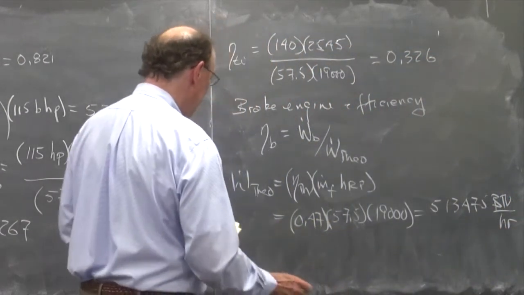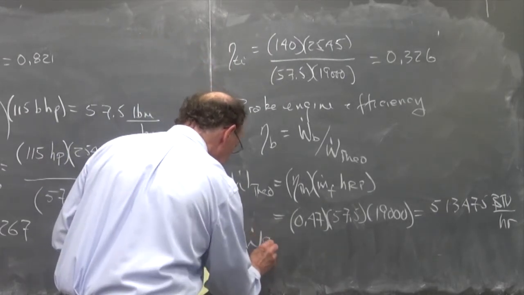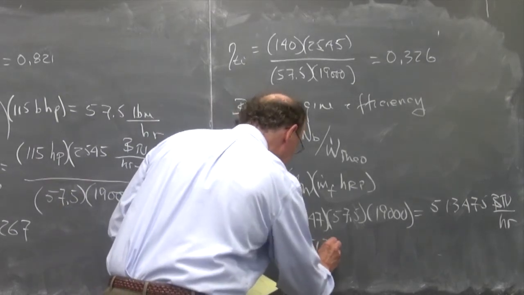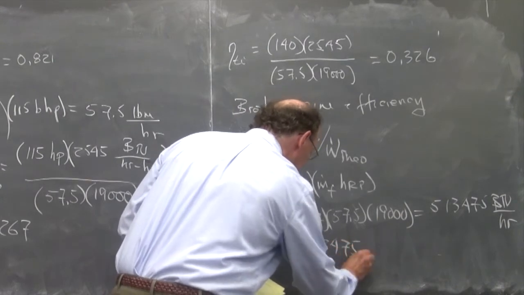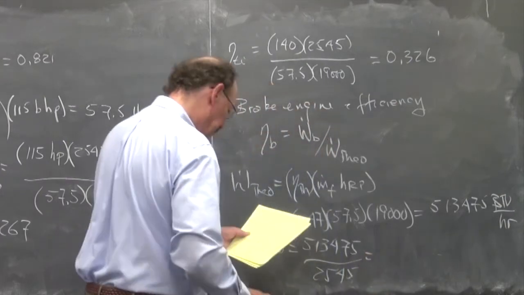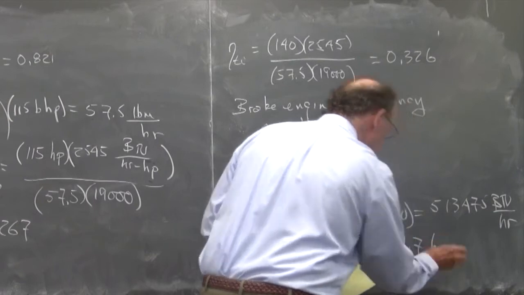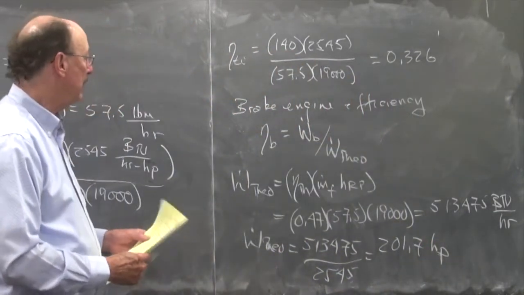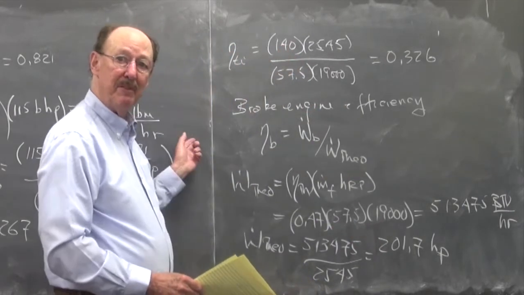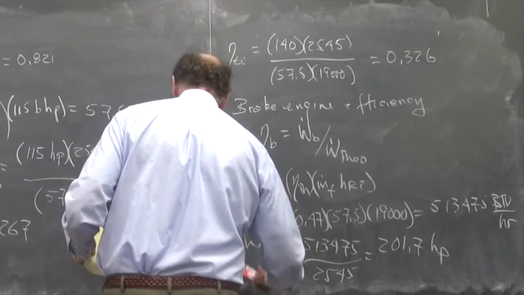And now if I divide that by 2545, I'll get it in horsepower. So W dot theo is equal to 513,475 divided by 2545, and that's equal to 201.7 horsepower. So now we have the theoretical horsepower. We had the theoretical is 201, 140, and 115. And so we have those various horsepowers or energy outputs.